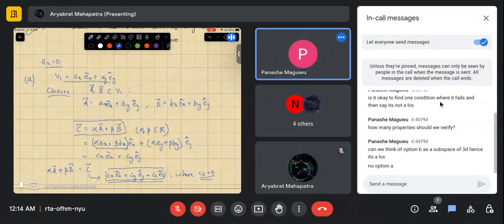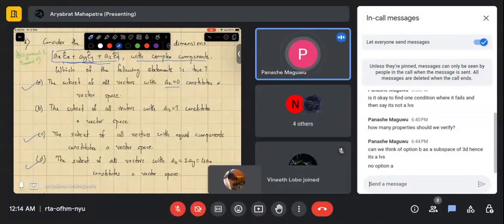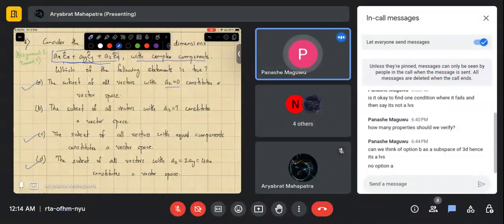Hello. Yeah. I wanted to ask about option A. Can you go up? The subset of all vectors with a set equal to 0 constitutes a vector space. Is it okay to use Week-2's notion where you can claim that it's a subspace of 3D, or three dimensions? So therefore, it's also a vector space.